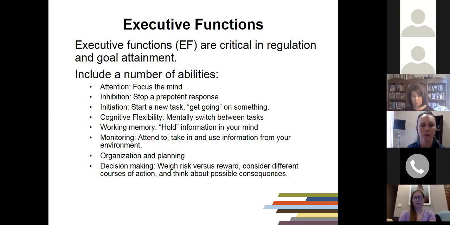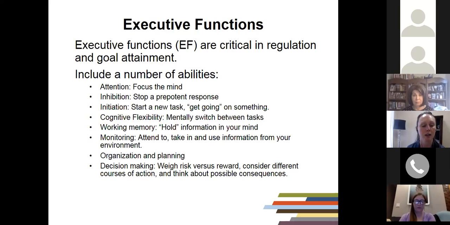Working memory, which is your ability to hold information in your mind and then use it. So if you think about someone who's sitting and listening to a webinar, for example, and then you want to apply this information to something else, like you're thinking about a child that you have in one of your classes and how this might apply to them, you need working memory skills to do that. Monitoring, which is being able to pay attention to, take in and use information from your environment, very important for any kind of learning process.